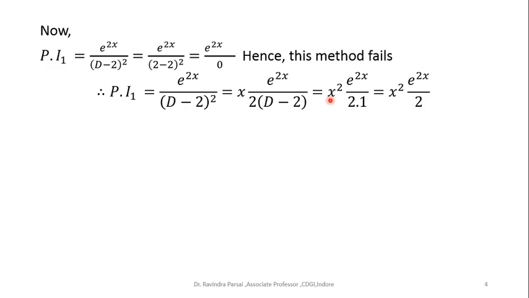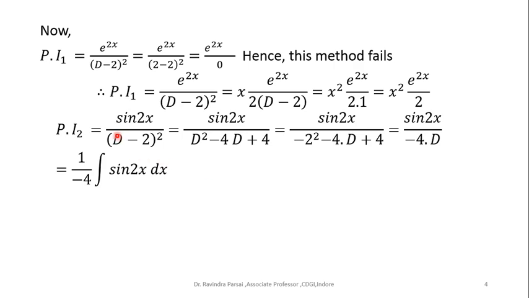So you have to repeat this case of failure again. Multiply again by x, which gives x square e raised to 2x upon, then differentiate the denominator with respect to D. Its differential is 1, that is 2 into 1, so the answer is x square e raised to 2x upon 2.